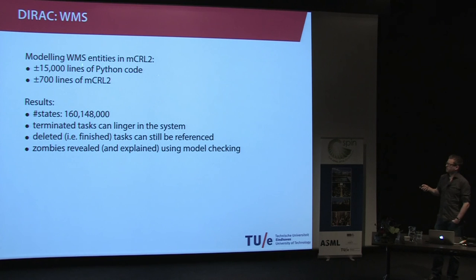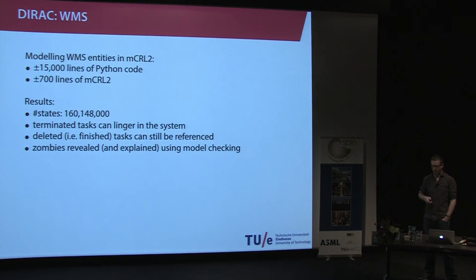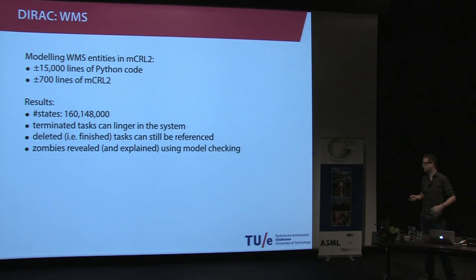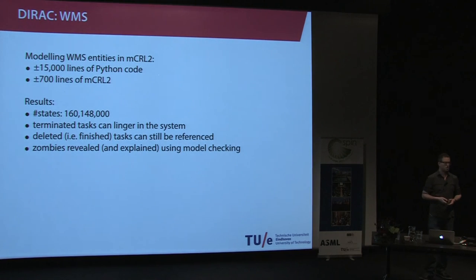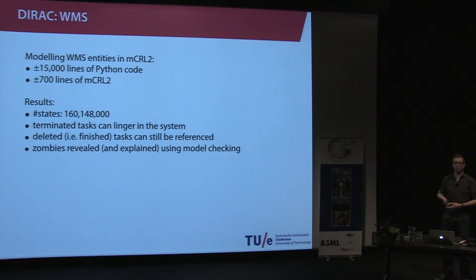So we modeled the entire system again in mCRL2. This was roughly 15,000 lines of Python code this time, resulting in roughly 700 lines of mCRL2 code. The system was a bit bigger than the previous one, 160 million states. And using LTSmin as a backend, the generation of the state space was rather quick, I think within a minute or so.